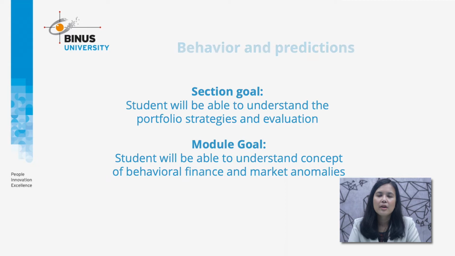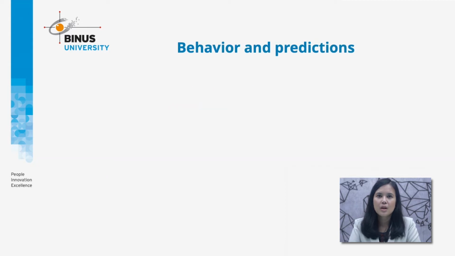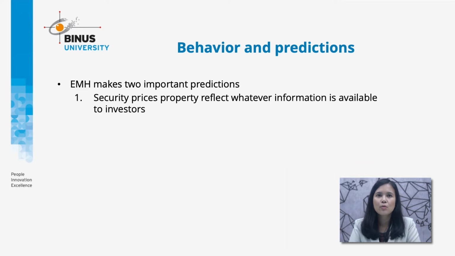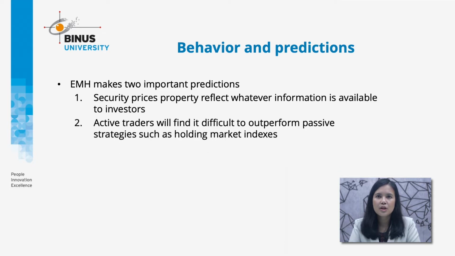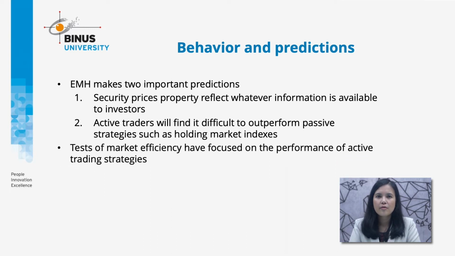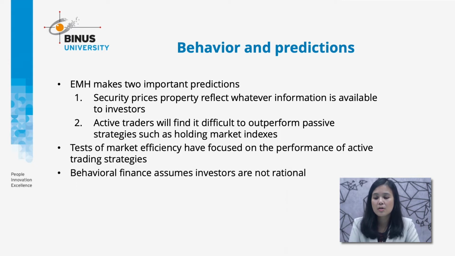Now we talk about behavior and predictions. Efficient market hypothesis makes two important predictions. Security prices probably reflect whatever information is available to investors, and active traders will find it difficult to outperform passive strategies such as holding a market index. Tests of market efficiency have focused on the performance of active trading strategies, and behavioral finance assumes investors are not rational.